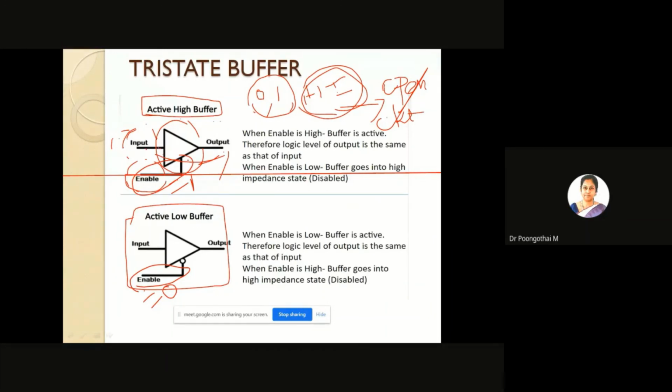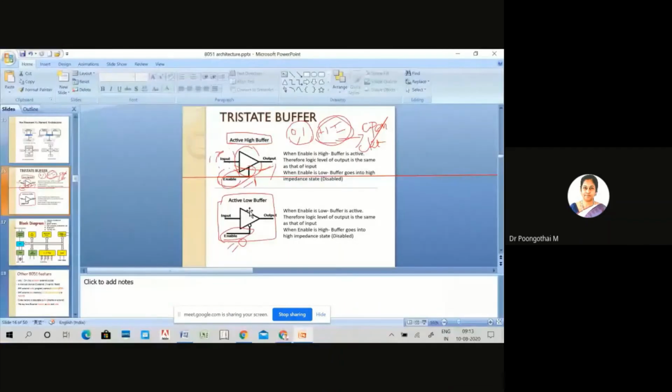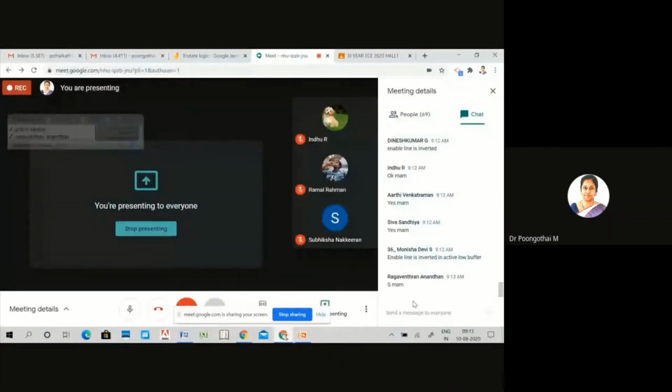If the buffer is an active high buffer, if the enable line is equal to 1, the enable pin is activated, otherwise deactivated. In case of an active low buffer, if the enable signal is equal to 0, this particular pin is activated. Just a complement operation. Do you understand this? This is correct. The enable line is inverted in the active low buffer.